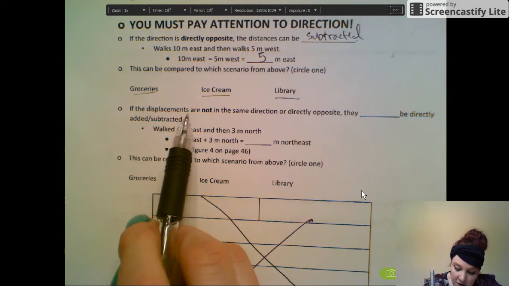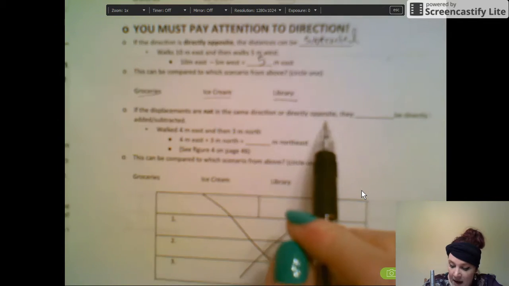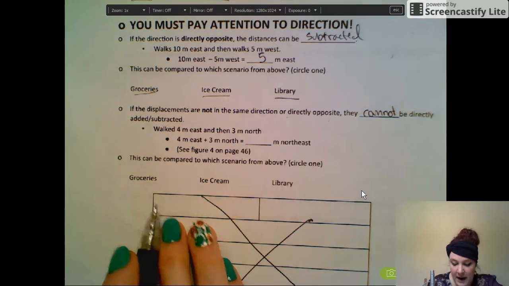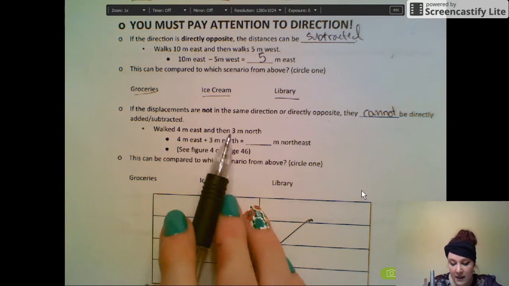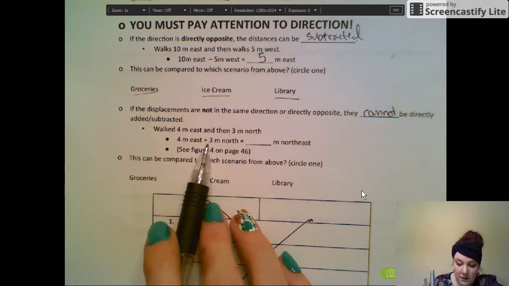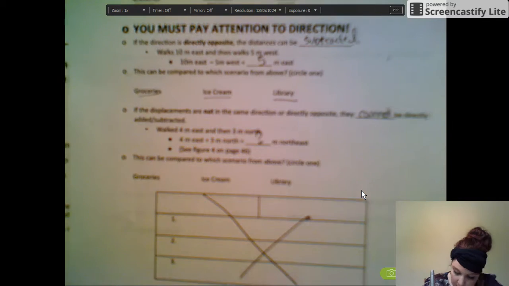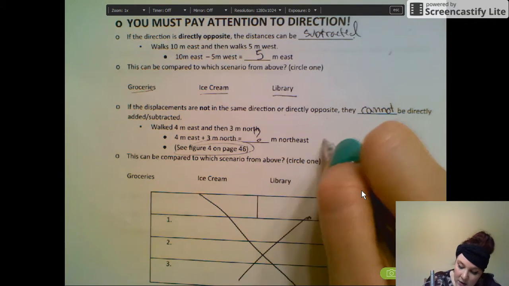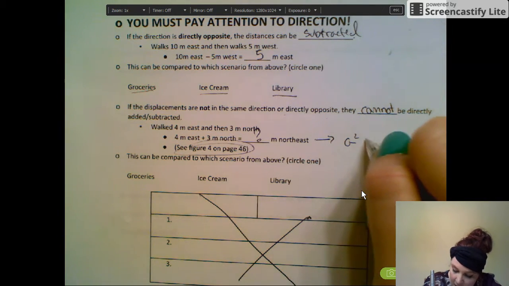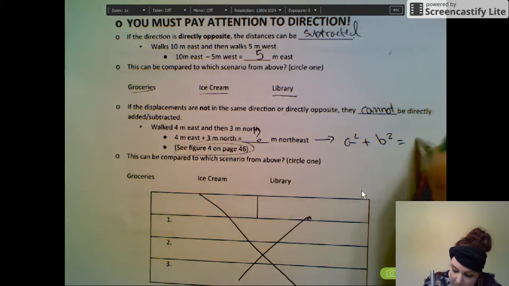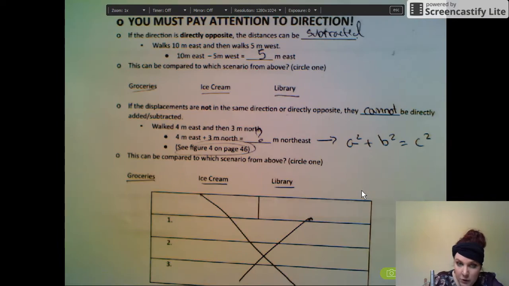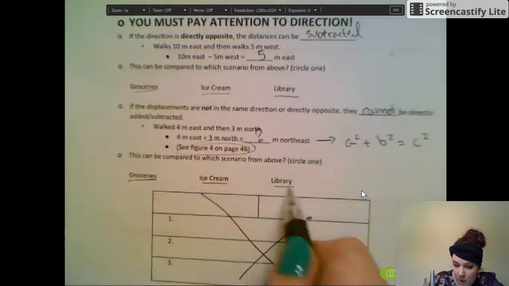If the displacements are not in the same direction or directly opposite, they cannot be directly added or subtracted. You walk 4 meters east and then 3 meters north. 4 meters east plus 3 meters north, we don't know what that really equals, okay? Not yet. So we need to look at this figure to help us out. I'll give you a hint. For this one, we have to use something called the Pythagorean theorem. A squared plus b squared equals c squared. So which one of these scenarios does it most relate to? Is it bringing groceries to Grandma, getting ice cream, going to the library?